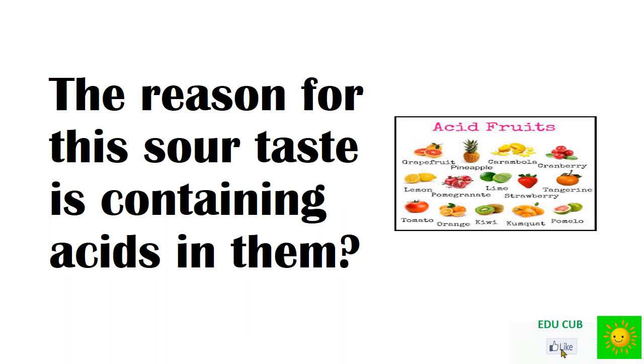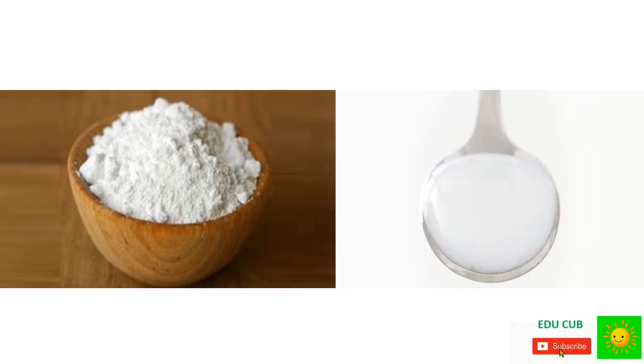Then we can learn the feature of acid. It has a sour taste. I have given you two pictures. The first picture is the white color powder. It is sodium bicarbonate. Then I have given you a liquid in a spoon. It is milk of magnesia.